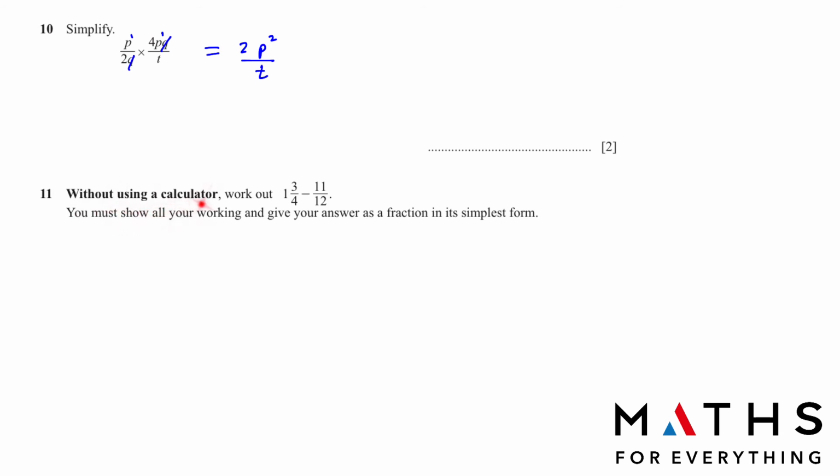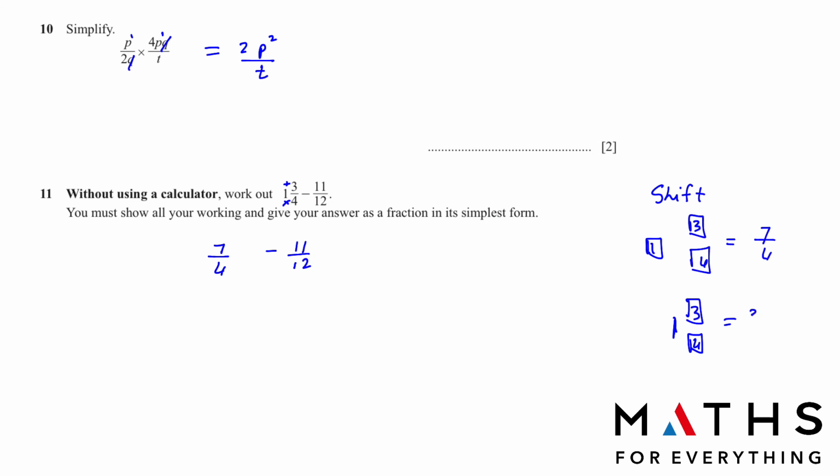Question number 11. Without using a calculator, work out 1 3 over 4 minus 11 over 12. You must show all your working and give your answer as a fraction in its simplest form. The first thing, change the mixed fraction into an improper fraction by multiplying 4 by 1 and adding 3. That will give us 7 over 4 minus 11 over 12. If you don't know how to change mixed into improper, in the calculator, press Shift and then the fraction button and write your numbers here, and this will give you 7 over 4. If you just press your fraction button, you will get 3 over 4, 2 boxes, and then many children put the number before here. This will give you 3 over 4, which is a wrong answer. So this is important. You always have to shift and then change.